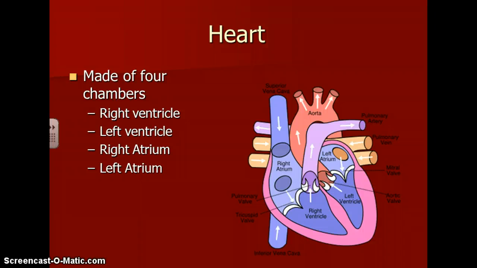The heart has four chambers. It has the right ventricle, the left ventricle, the right atrium, and the left atrium. And you can see those in the diagram over here.